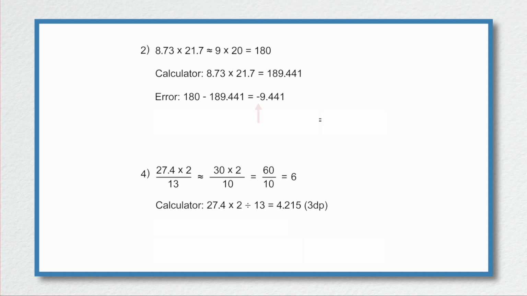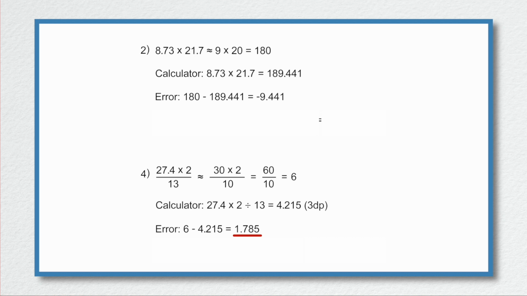Now let's look at the error for question 4. So we have our estimate of 6 and our calculator answer is 4.215 to 3 decimal places. So our error is 6 subtract 4.215, which is equal to 1.785. And this, of course, is positive because the estimate is larger than the actual value.